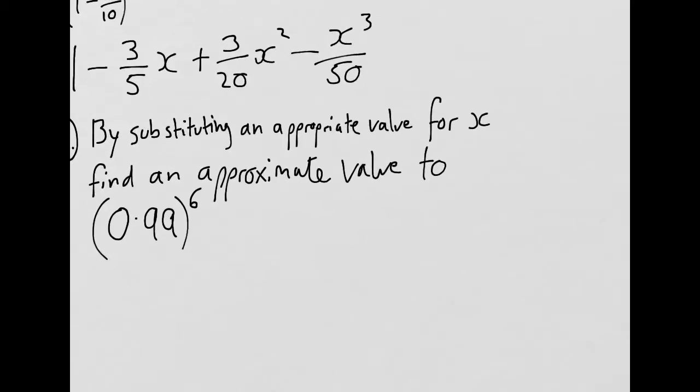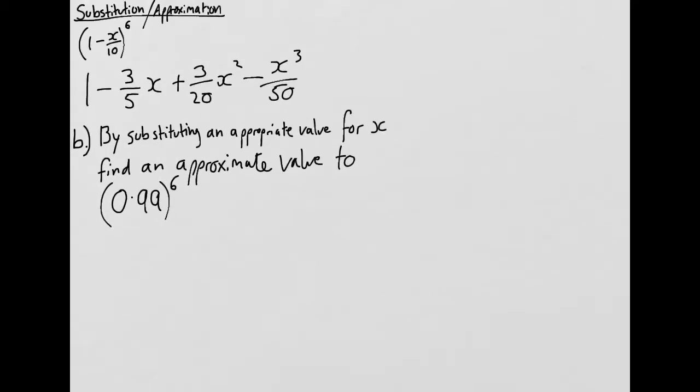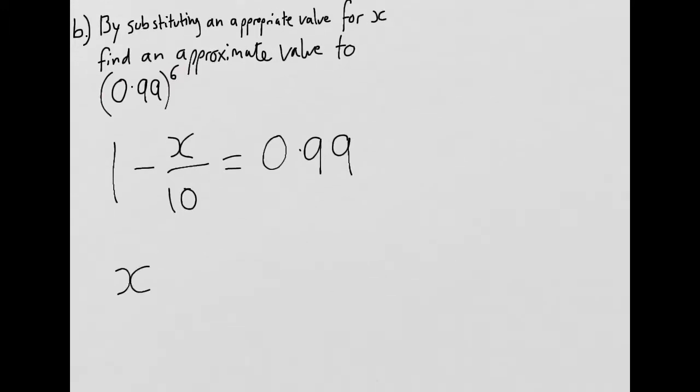Part B: by substituting an appropriate value for x, find an approximate value of 0.99 to the power 6. So basically we need to get this thing here looking like this thing here. We've got to pick an x value that will make the inside of our original bracket into 0.99. Some of you might have seen that already. So we've got 1 minus x over 10 needs to equal 0.99. Very easy to solve. You can just find that x has to equal 0.01.